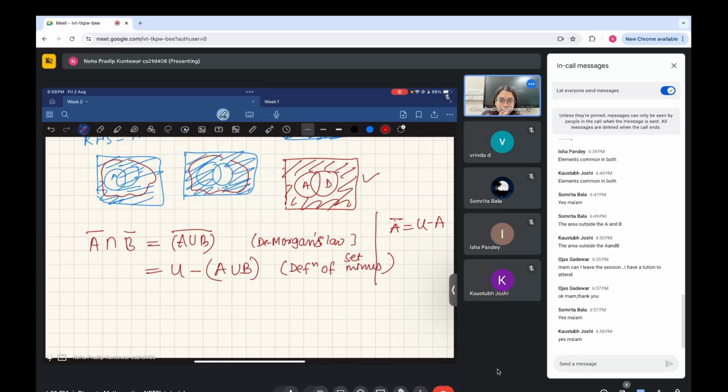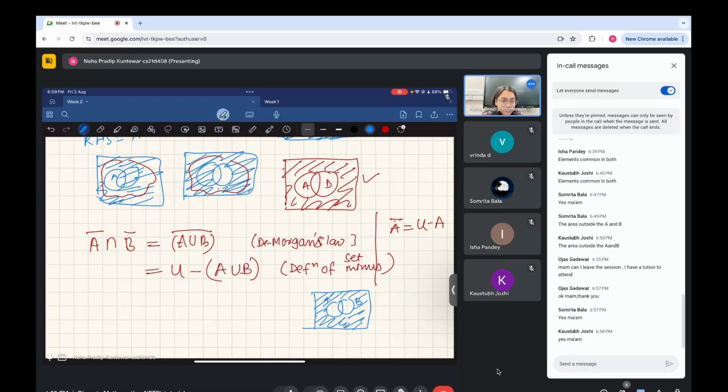Okay, so what we did so far is we simply used De Morgan's law, and then we used the definition of set minus. So if this is fine, then indicate the same, or if there are questions, then let me know. Okay, I'll just say a couple more words.